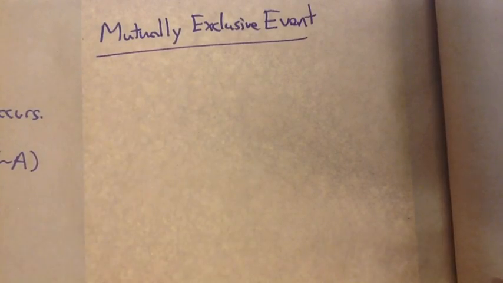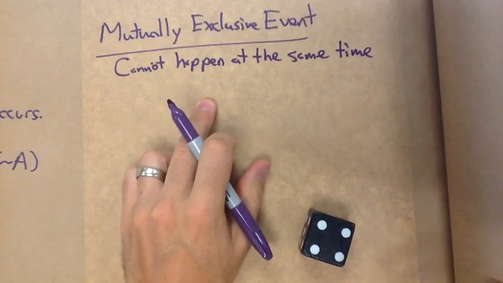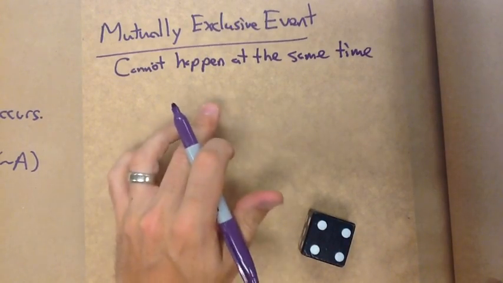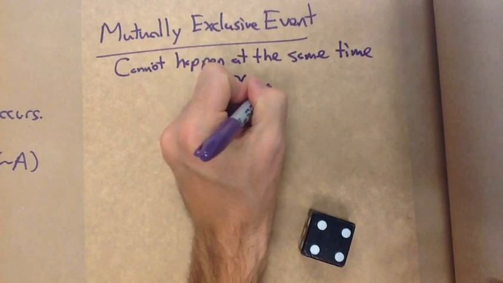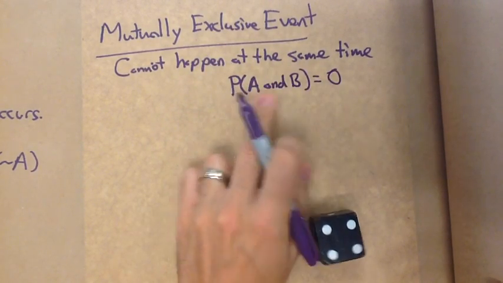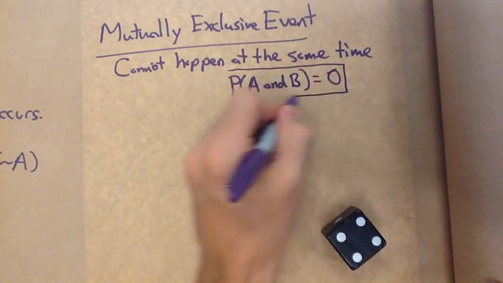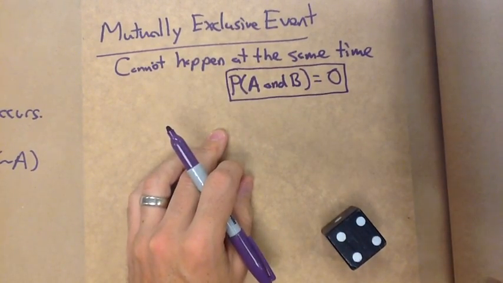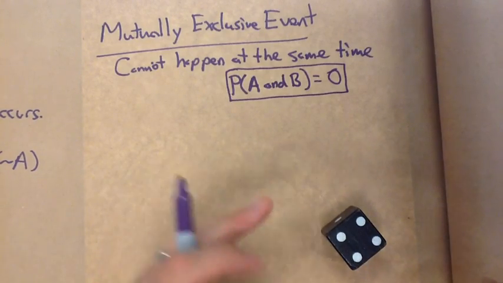Now let's look at a mutually exclusive event. So mutually exclusive events cannot happen at the same time. Impossible. So what that means is that the probability of A and B occurring is 0, because they cannot happen at the same time. Now this we're going to use for later. Okay, but we could have an or there. So it is or possible.